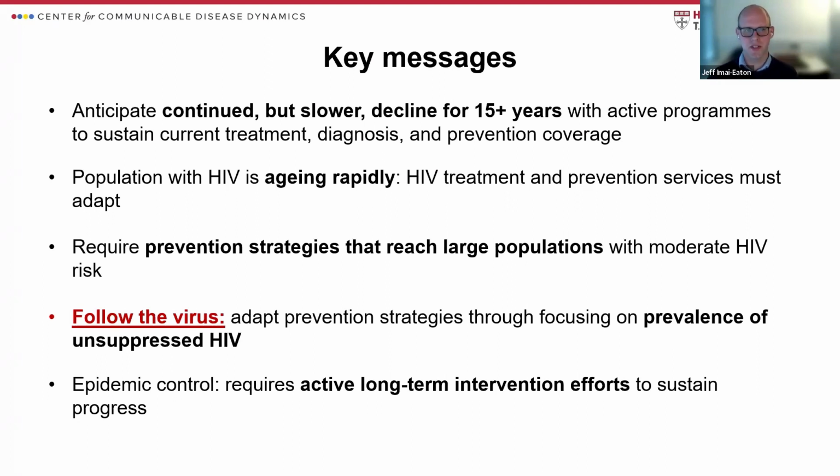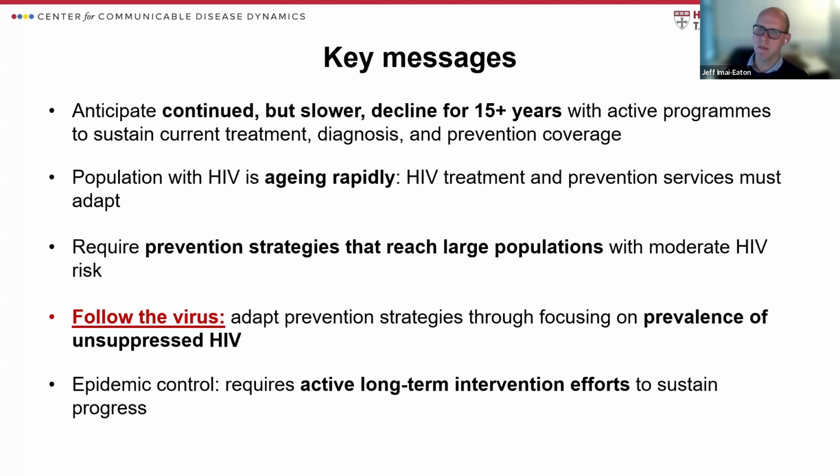So a few of the key messages that we'd like to take away from this are, firstly, based on mathematical model projections, we anticipate continued decline in HIV incidence if we continue active programs that sustain our current levels of treatment, diagnosis, and prevention coverage. But we expect that those declines in incidence might slow a bit compared to what we've seen over the past 10 years or so.